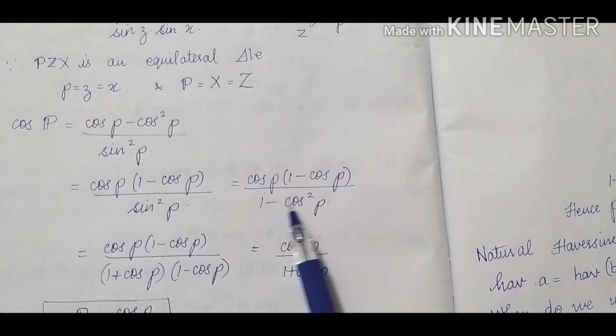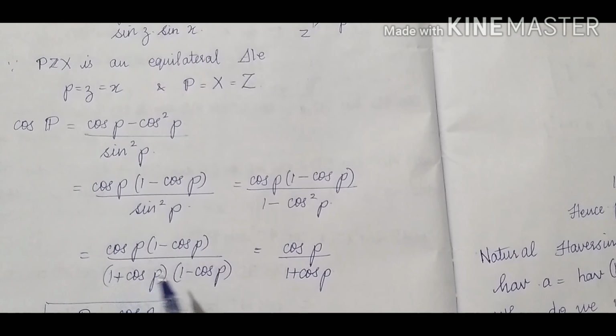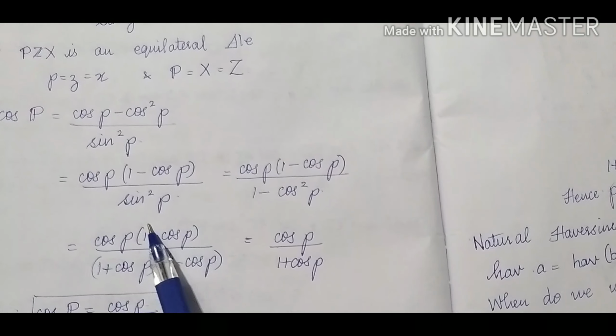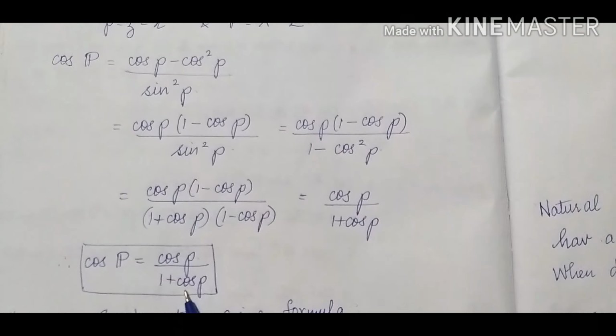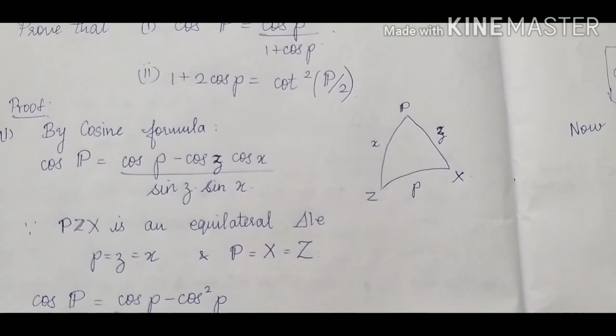Next, this is like a square minus b square. We can write it as a plus b into a minus b, and I'm cancelling off these two terms. So we are left with cos p by 1 plus cos p. This is what we have to prove. Moving on to the next subdivision.